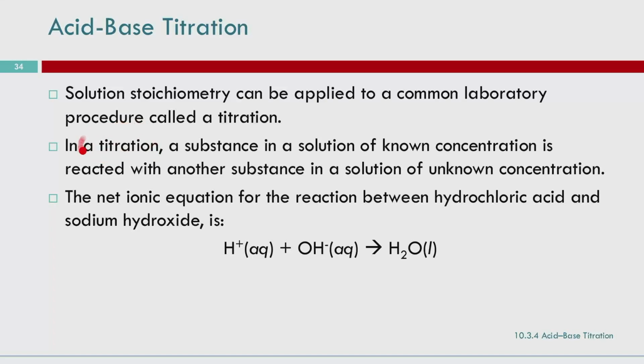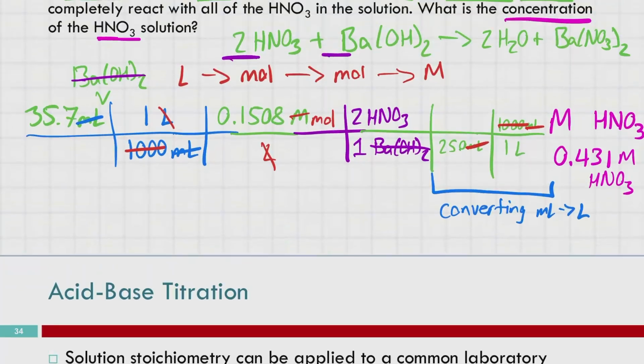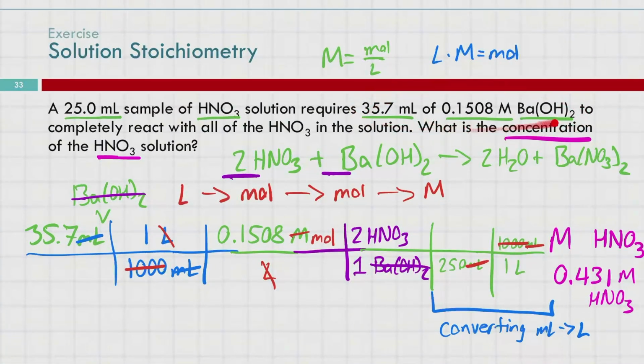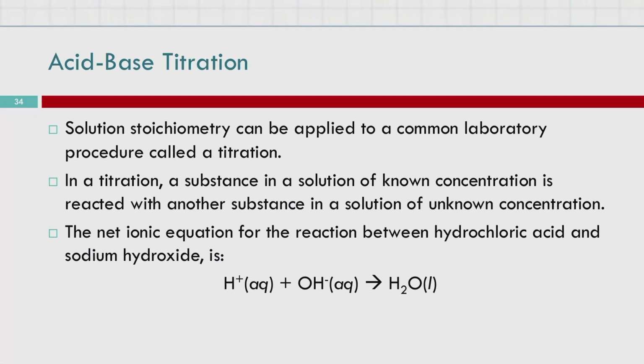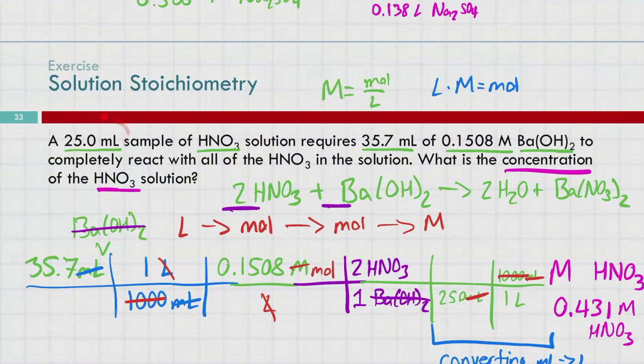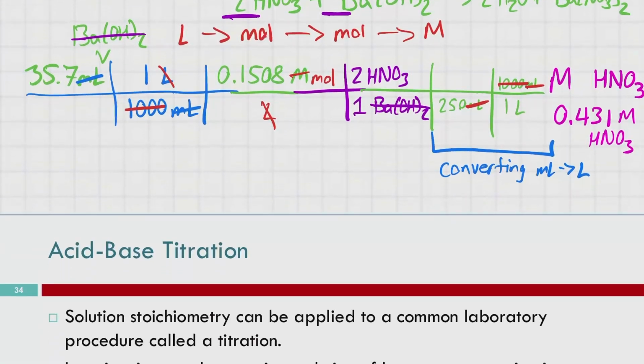So in a titration, a substance in a solution of known concentration, that was our barium hydroxide in our example, we know what the concentration is. We can add it to another substance that we don't know the concentration of, but we know how they react. So we would know how much of the thing we have, we would know what the thing we have is, we'd be able to come up with a balanced chemical equation, and we can figure out what the concentration is.